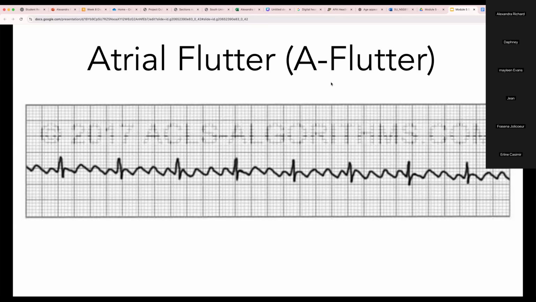Ablation, very good. So for AFib, a flutter, just remember diltiazem, a beta blocker like metoprolol, anticoagulation, long-term like warfarin. You can do cardioversion, you can do ablation. And remember, the issue with both atrial fibrillation and atrial flutter is it increases the risk for blood clots and stroke.